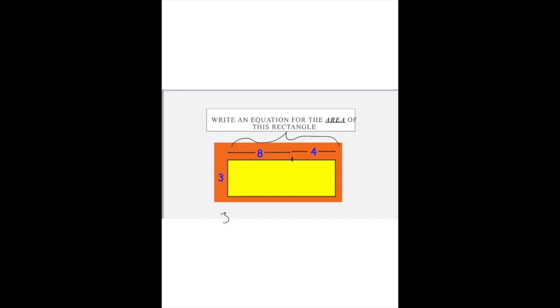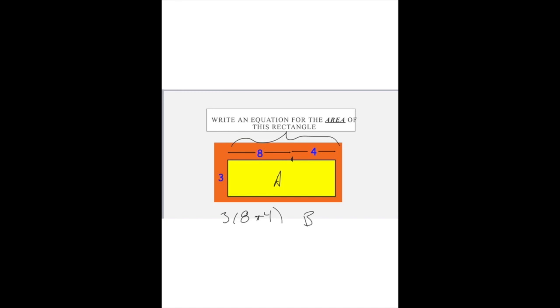So if we wanted to create a multiplication sentence for this, area is really what we're talking about. Sorry, I have to be clearer on that. Area is what we're looking at. We'd have to take 3 times 8 plus 4. 3 times 8 plus 4.